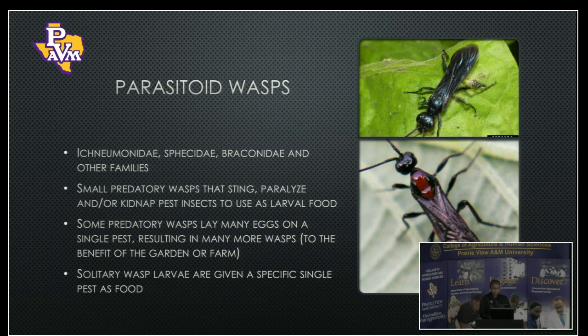And they'll sting the insect. The eggs are laid inside, and then when they pupate, you'll see white balls on the insect itself, and then the larva will come out, or the wasp will actually come out from the insect inside out. So it's kind of like aliens in a way. And so they are, of course, predatory. And like I said, some will simply kidnap the pest insect and take it to the nest to use as larval food.